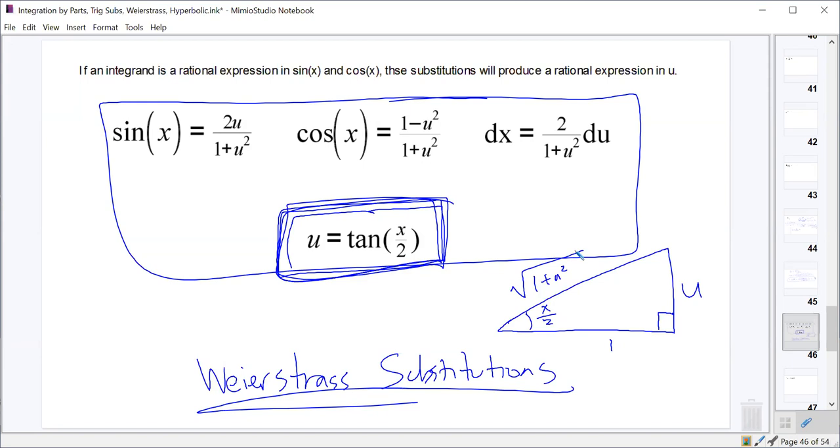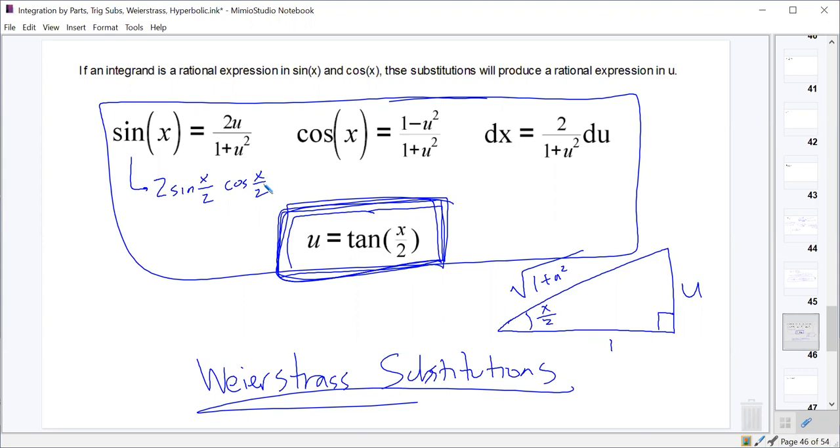Yeah. Okay. So from there, you should be able to figure out what sine x is and what cosine x is, and then also what dx is. So to find what sine x is, well, we don't have x, but we know that sine x could be rewritten using a double angle to sine x over 2 cosine x over 2, couldn't it? Isn't that the double angle formula? Yeah, that's the double angle formula, right?